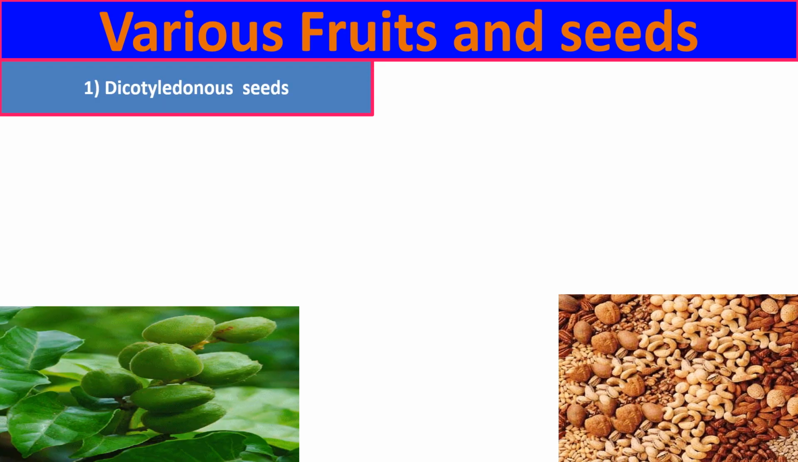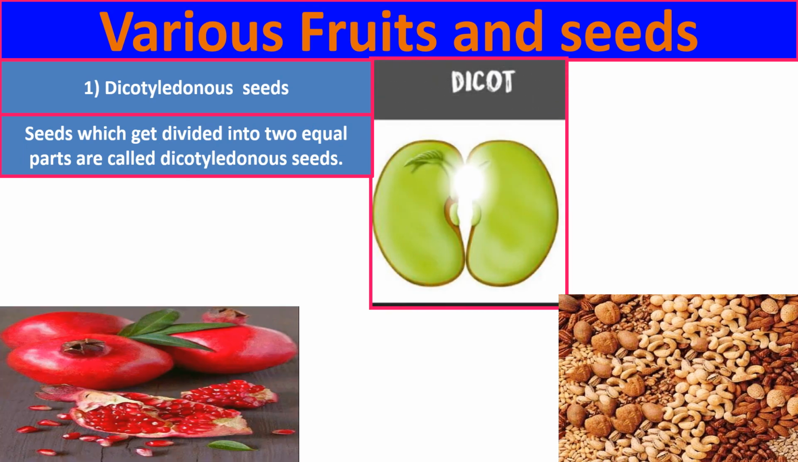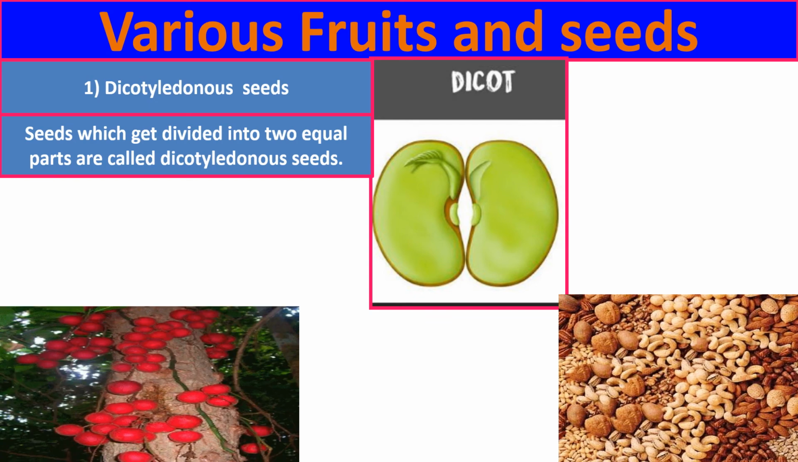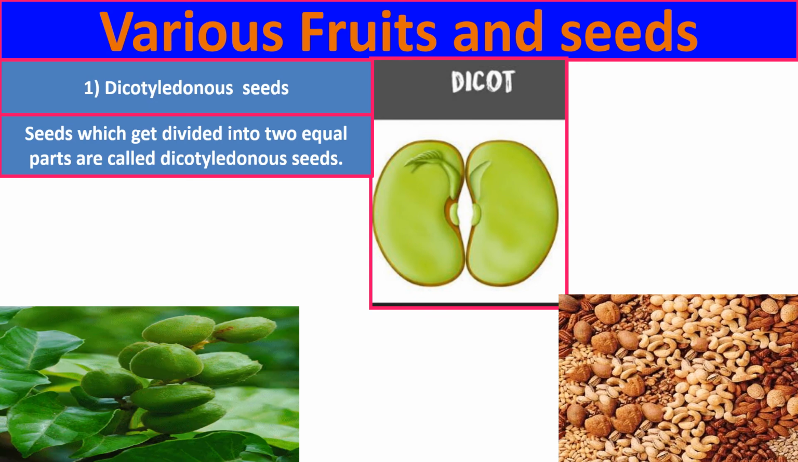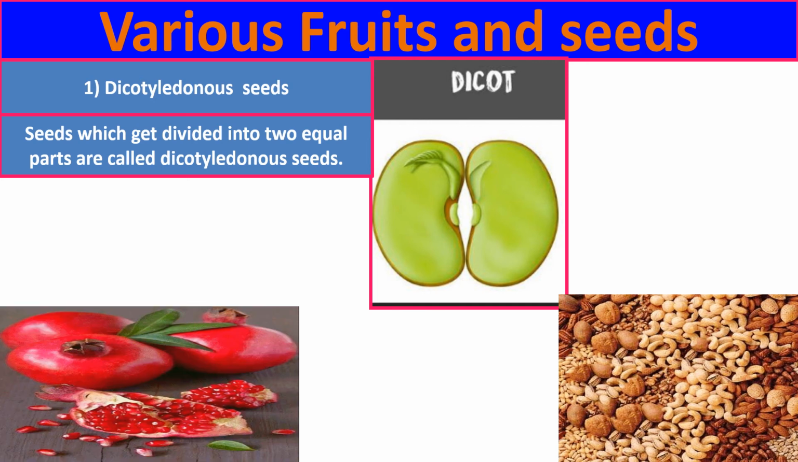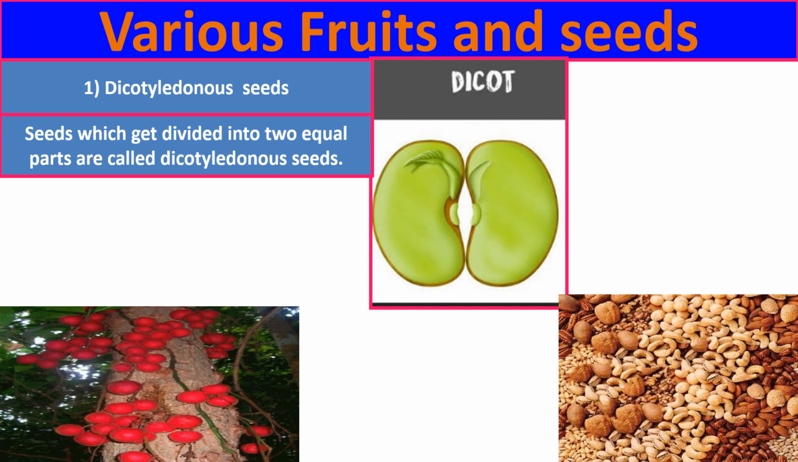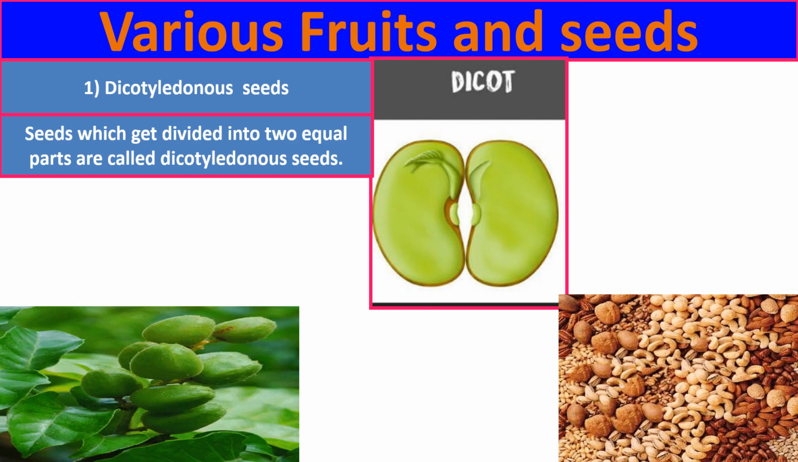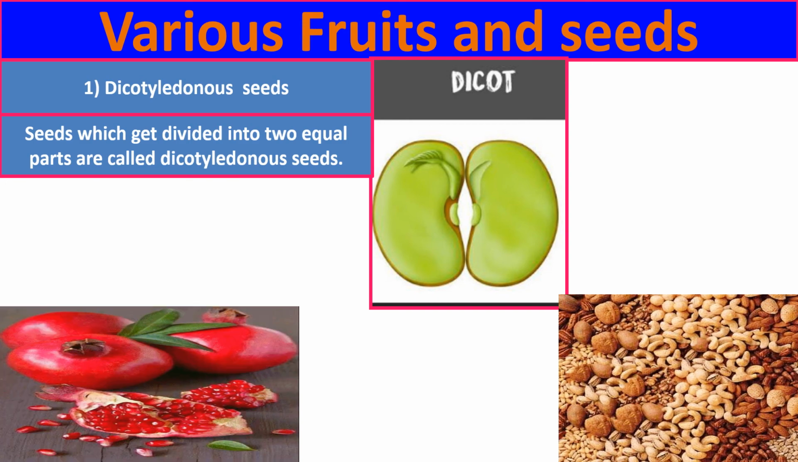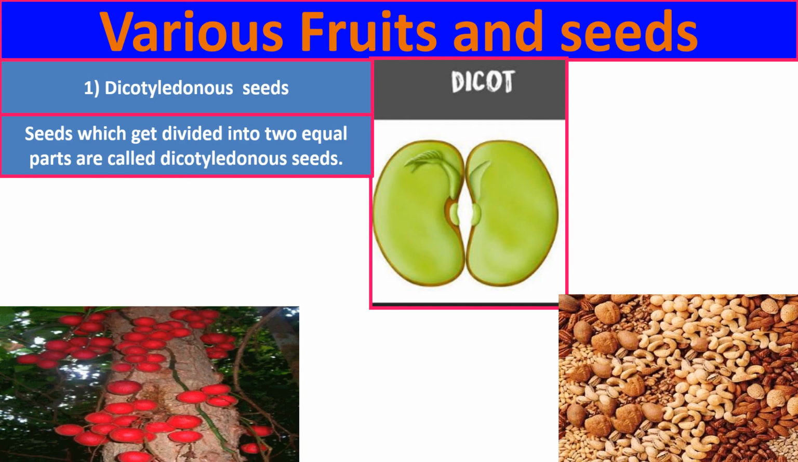First is dicotyledonous seeds. Seeds which get divided into two equal parts are called dicotyledonous seeds. Means they are divided into same two equal parts. दो same parts में divide होते हैं. That is dicotyledonous seeds. For example, mustard, beans, apple, legumes. These are dicotyledonous seeds. अगर उनको लेंगे and if you open it, it will divide into two equal parts.